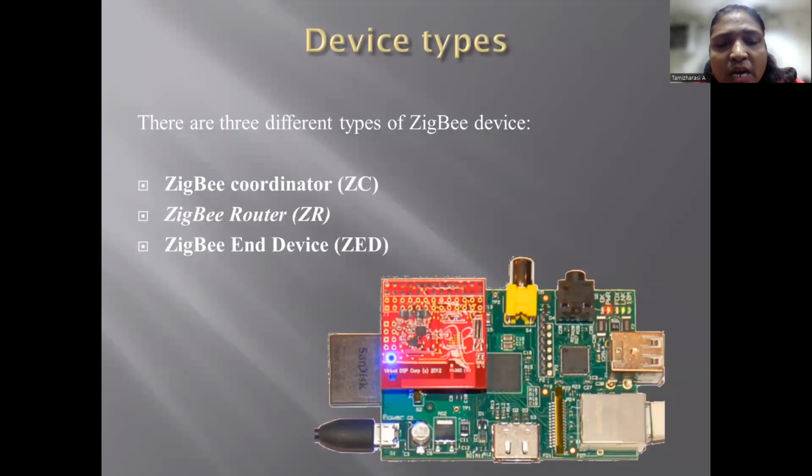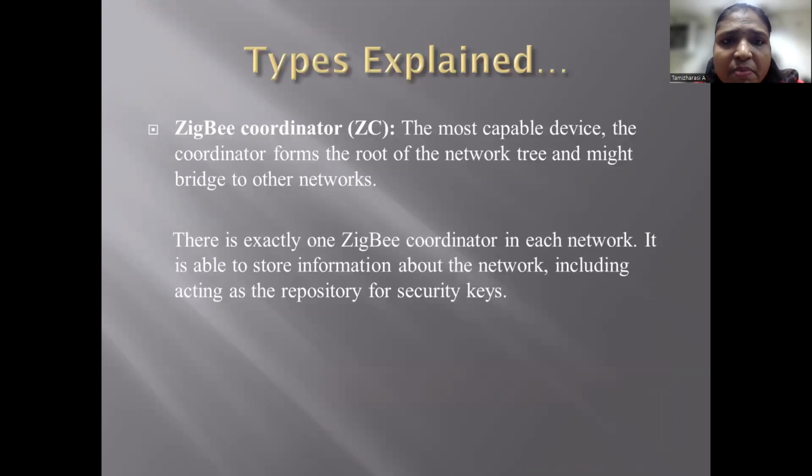When it comes to the types of Zigbee devices, there are three types: the coordinator node, the Zigbee router, and the end devices. The Zigbee coordinator is like the root of the network, and it helps to bridge with other networks or devices. The coordinator stores the entire information about the network, and it also acts as a repository for the security keys. Only the coordinator behaves like a controller.